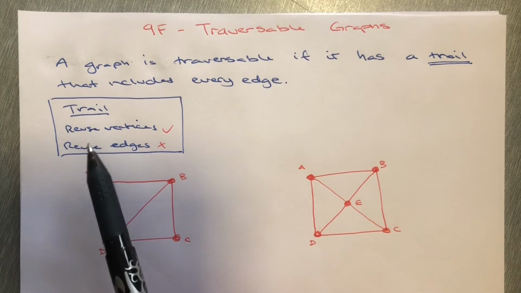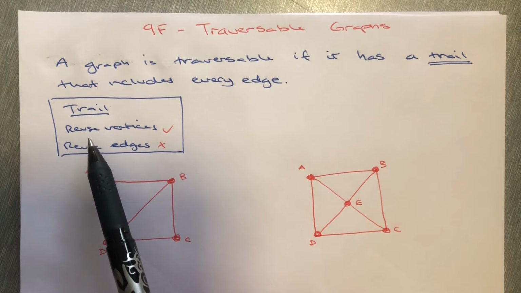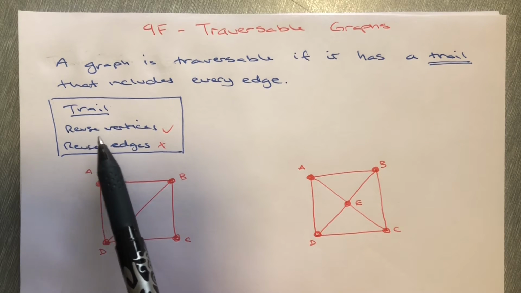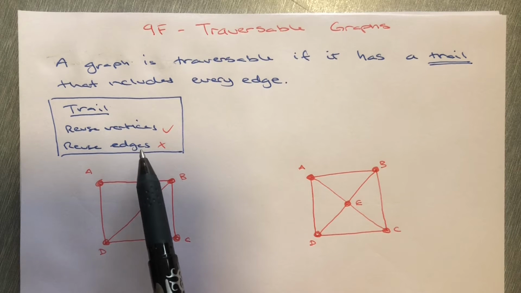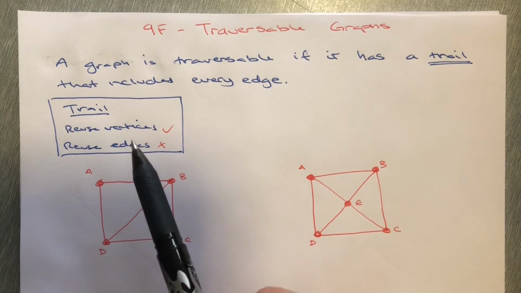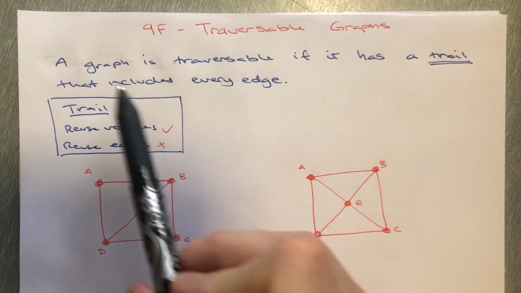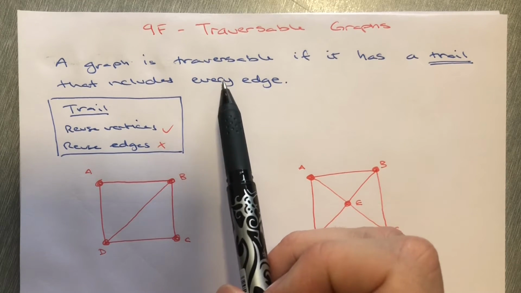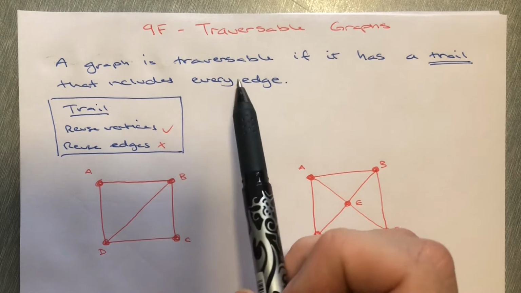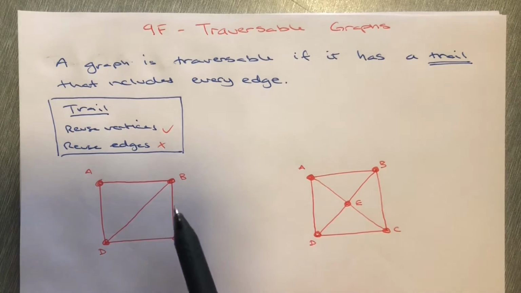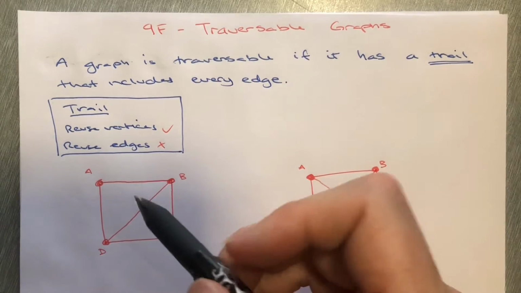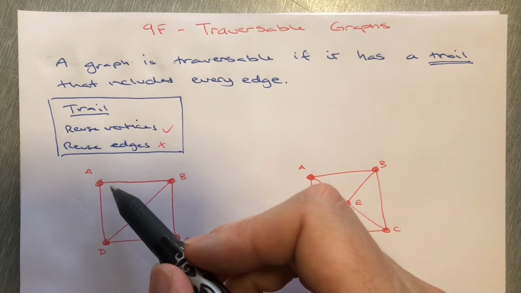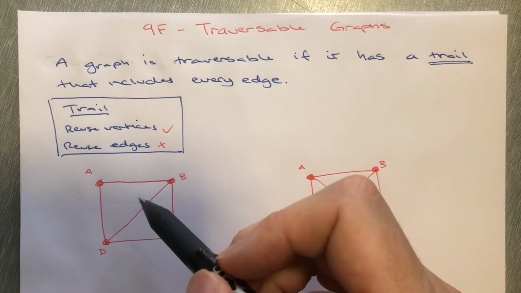So a trail is when you've got some sort of route through the graph where vertices can be reused, but edges cannot. Okay, so we can't use those edges again. Right, now let's reread this. A graph is traversable if it has a trail that includes every edge. So what we need to do here, and I'm going to try and do it with these two, is see if we can go through and use every edge in this graph.